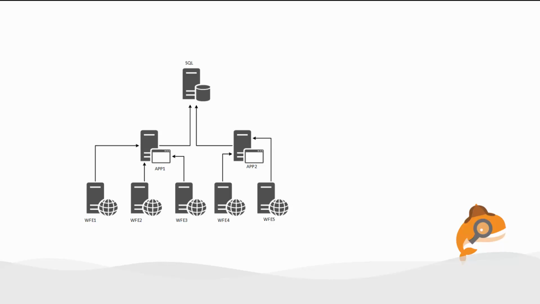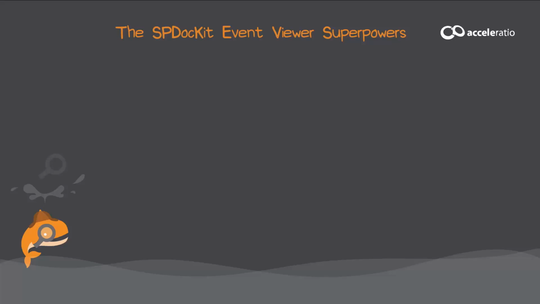So imagine that you are managing a large SharePoint farm like the one I have on my screen. This farm has 5 web front-end servers, 2 application servers, and 1 SQL server. If you have a problem that you're trying to troubleshoot and somebody gives you a correlation ID of a SharePoint error that occurred in your farm, it's going to take you some time to gather all these logs from all these servers and to analyze them with ULS Viewer. With SPDocKit Event Viewer, you won't have to perform all that manual work.